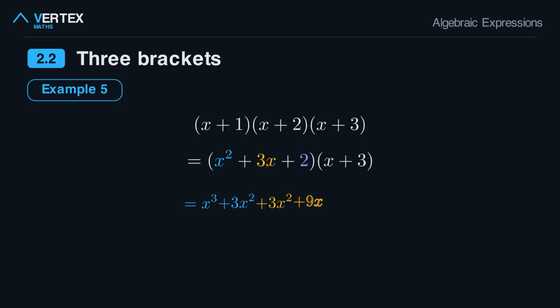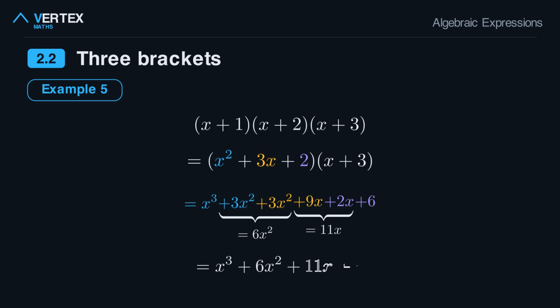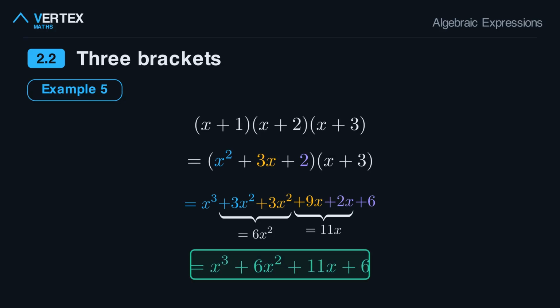3x times 3 is 9x. 2 times x is 2x. 2 times 3 is 6, so we now have 6 terms before collecting. Collecting like terms, the two 3x squared terms add to 6x squared. 9x plus 2x is 11x. X cubed stands alone and the constant is 6, so the final answer is x cubed plus 6x squared plus 11x plus 6. Three linear brackets always expand to a cubic.